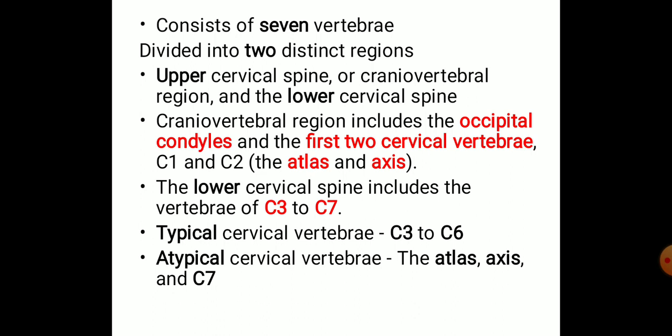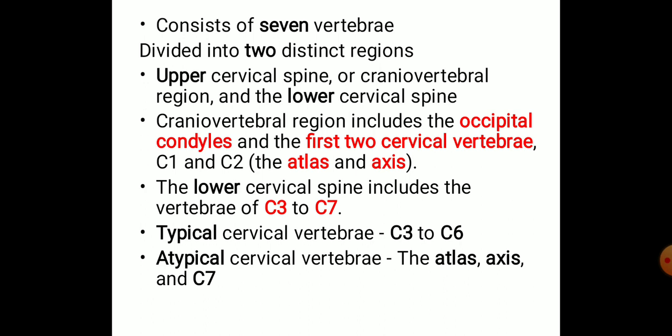So these are the three structures forming the upper cervical region, and the lower cervical region, or lower cervical spine, includes the vertebrae from C3 to C7. As we all know, we have C1 to C7 vertebrae. Among the 7 vertebrae, we can divide them into two regions: the upper cervical region, consisting of C1, C2 and the condyles of the occipital region, and the lower cervical region, consisting of C3 to C7.